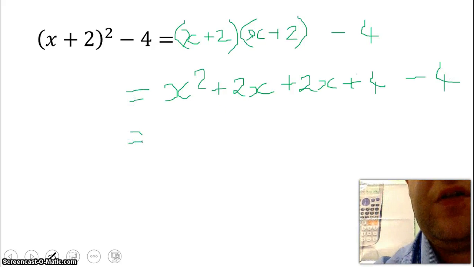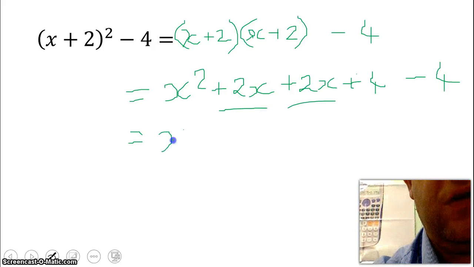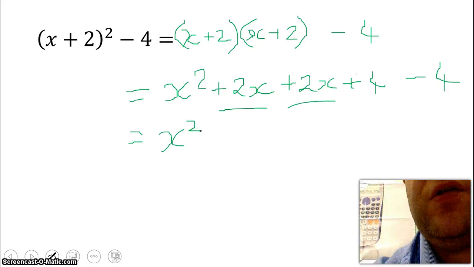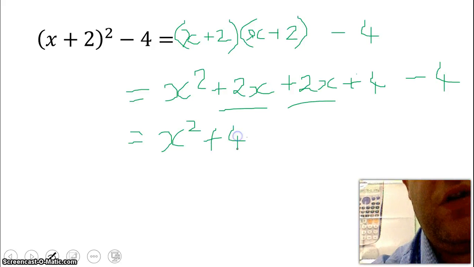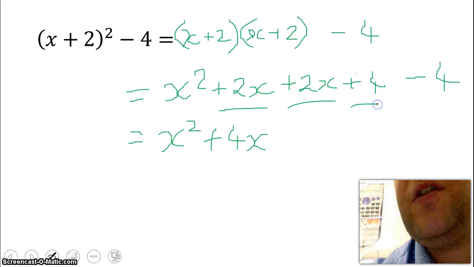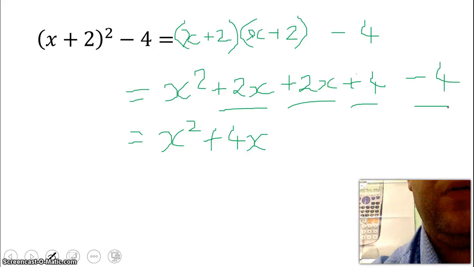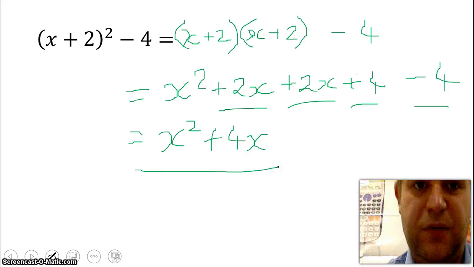Let's look for some like terms. We've got a 2x and a 2x. x squared is still by itself. 2x plus 2x makes 4x. And we've got minus 4 and plus 4, which cancel each other out. So we're left with just that answer.